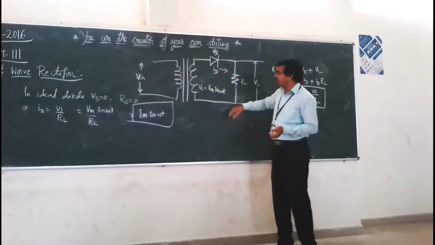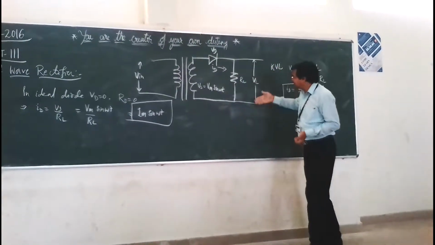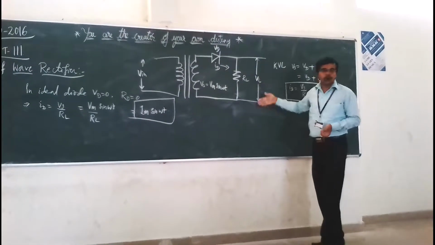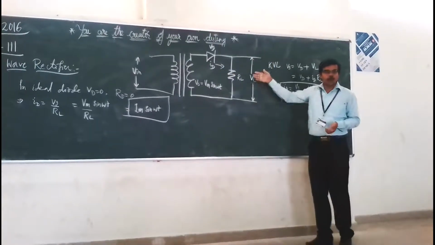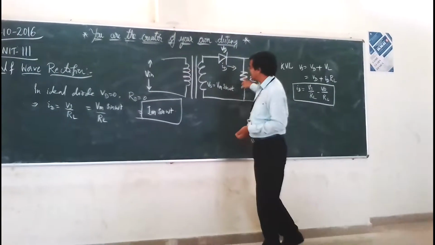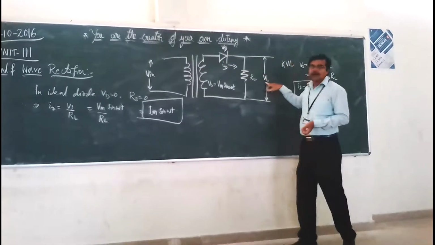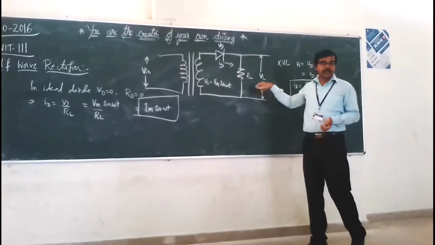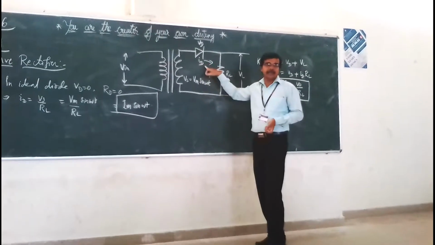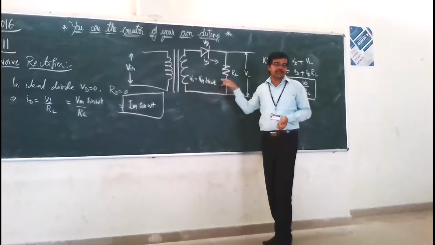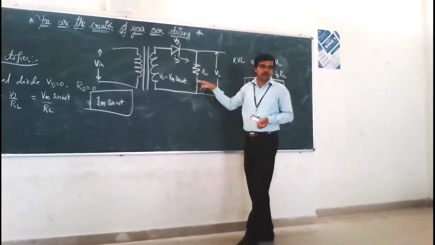Here this is your V secondary, this is the voltage across the diode, and this is your load voltage. Now we can say that Vs is equal to Vd plus Vl, where Vl is the load voltage. The current flowing through it is the diode current Id. Whenever you have a series path, the current flowing will be the same, so only Id flows through it.